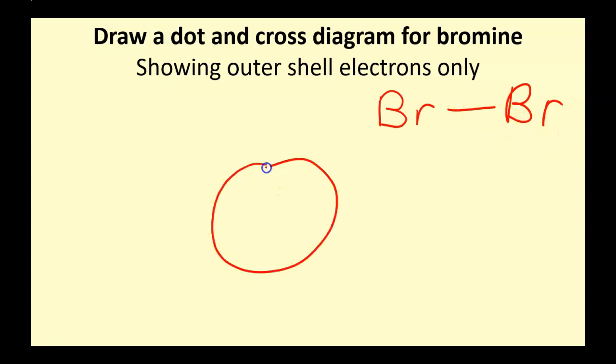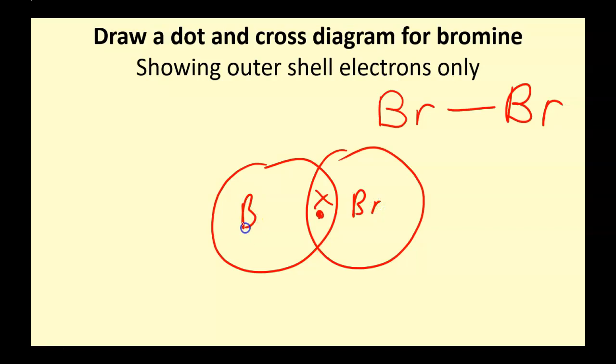Going from here, I know that bromine has the shared pair of electrons here, and we know that each bromine has 7 electrons of its own in its outer shell. So 1, 2, 3, 4, 5, 6, 7. We could do the same for the other bromine. 1, 2, 3, 4, 5, 6, 7.